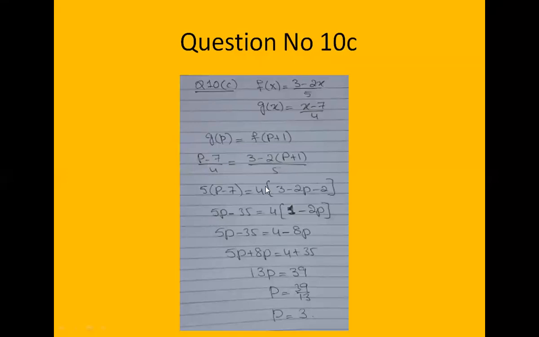So you will have cross multiply, and you will have 5 into p minus 7, 5p minus 35. This 4. So 4, and you open this bracket. 3 minus 2p minus 2, and 4 into this will be 1 minus 2p. So 5p minus 35 is equals to 4 minus 8p, and 5p plus 8p is equals to 4 plus 35. So 13p is equals to 39. So p is equals to 39 by 13. So p is equals to 3. So this is how you do this question.